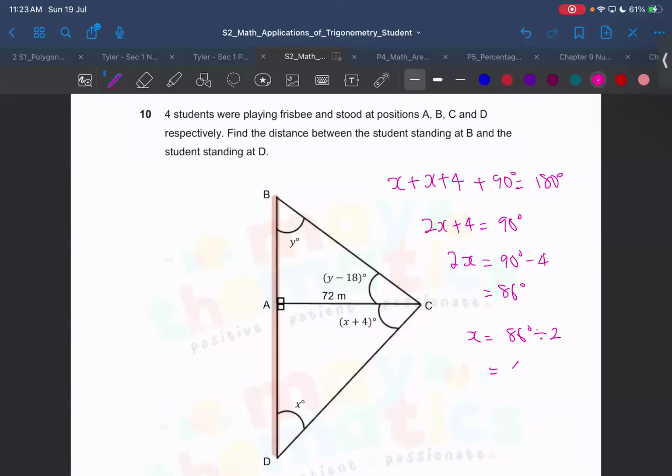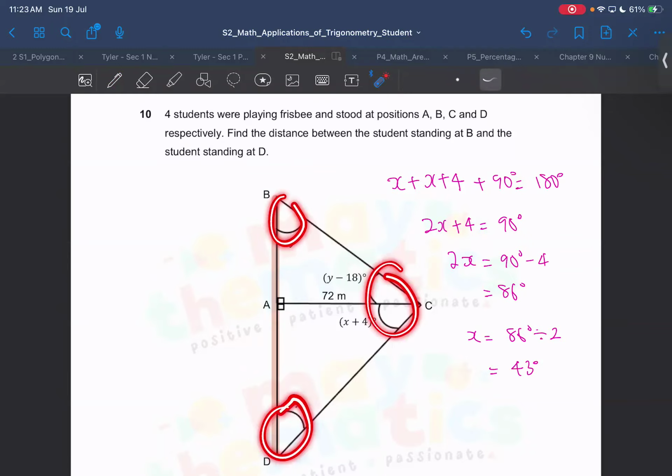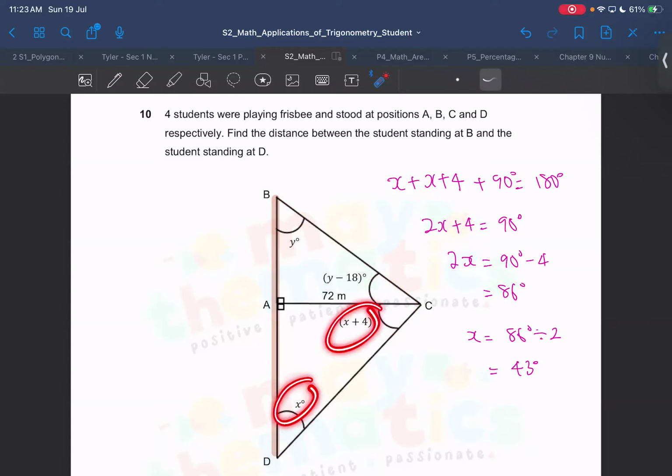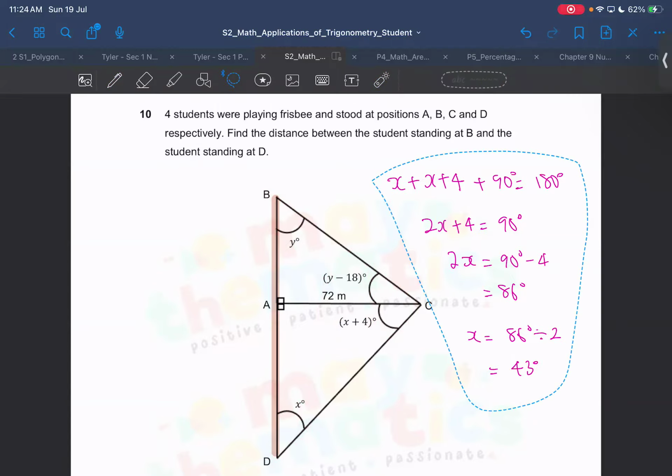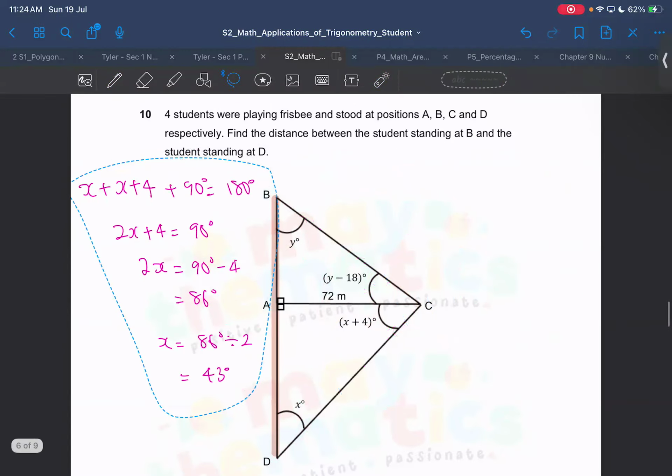The reason why I didn't find straight away this plus this equals 180 is because later on I will end up with x and y unknown. Since the question gives me x separately, then I find separately. If you find together, then you cannot continue, you'll get two unknowns. Can you all do the same for y? Go and find your y.